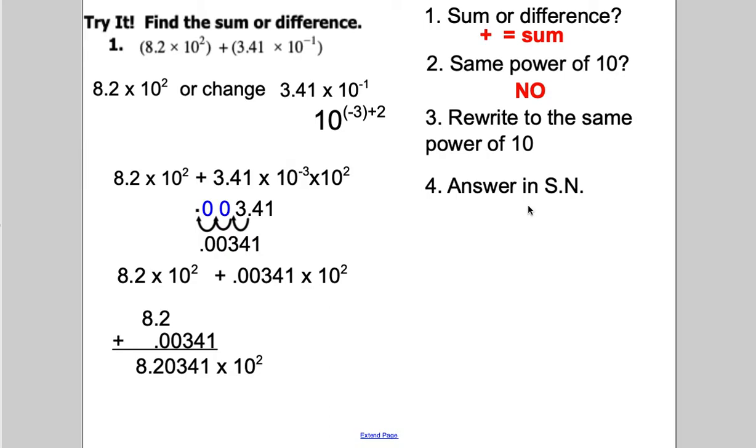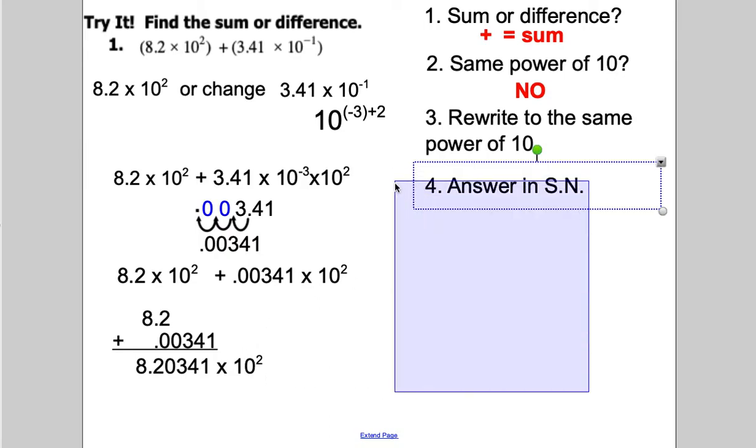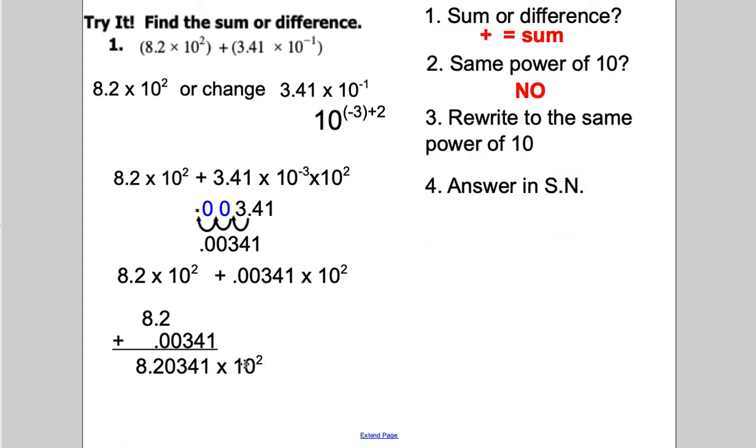And is my answer in scientific notation? Well, this actually is in scientific notation, so that would be my answer right here, 8.20341 times 10 to the 2. I don't have to change anything else. This number is larger than 1 but less than 10, and they have the power of 10 attached.